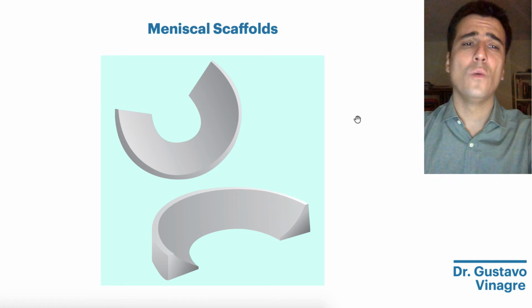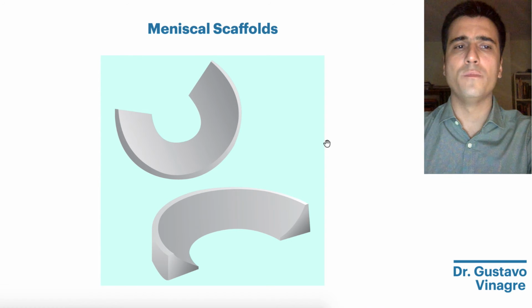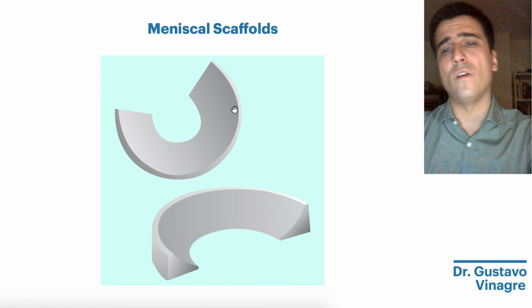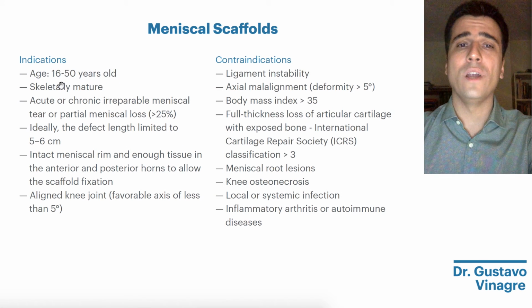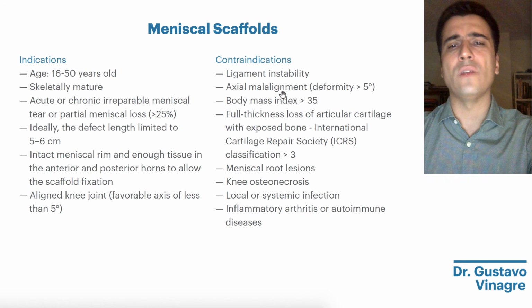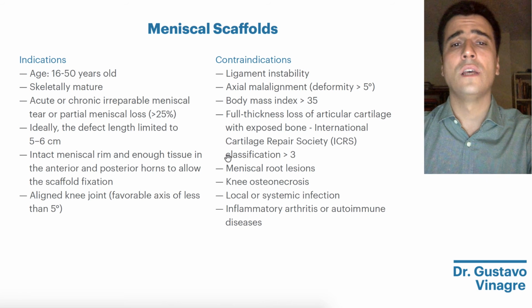What are meniscal scaffolds? Meniscal scaffolds are a collagen type 1 bovine structure where there is some natural colonization of this scaffold. So when should we do it? When you have a young, skeletally mature patient with an acute or chronic irreparable meniscal tear with a meniscal loss of more than 25%, the defect length should be limited to 5 to 6 centimeters, there should be an intact meniscal rim, and the knee joint should be aligned.